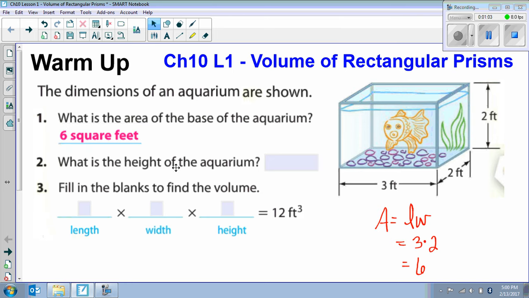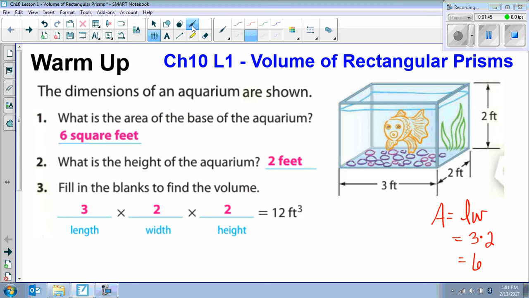Very good. What is the height of the aquarium? So here all you have to do is just look at the picture, and of course that is 2 feet. So we want to fill in the blanks for number 3 to find the volume of the aquarium. Now the volume, of course, is how much stuff can be put inside. How much can the aquarium hold? So we've got the length, which is 3, the width, 2, and the height, 2. So we have 3 times 2 times 2, which gives us 12 feet cubed.